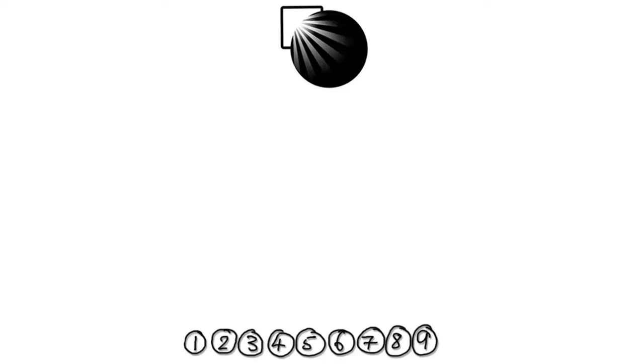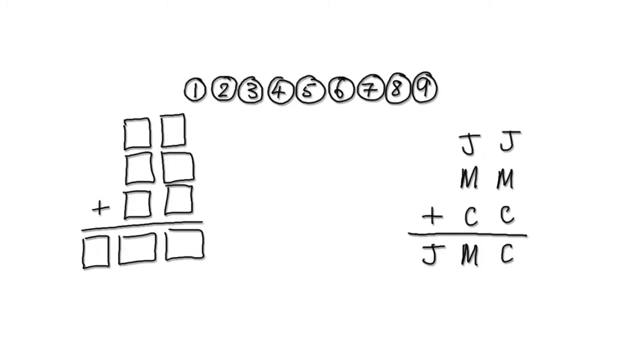Okay, let me give you guys a quick puzzle. Your job is to find J, M, and C in such a way that when you add up all three, it comes to this thing here.